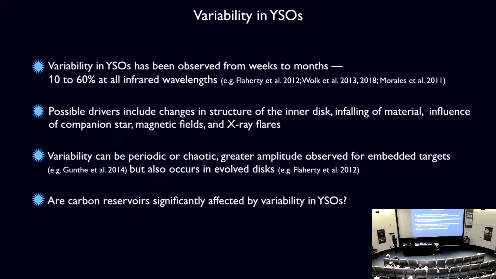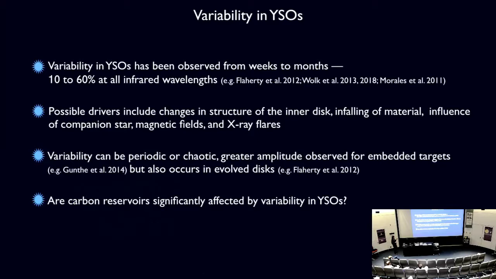Here are some examples, and I'm just going to mention a few. They're not all of the examples, but for example, 10 to 60% variability at all infrared wavelengths in a big YSO survey done by some of these studies. Possible drivers, and I'll go through some specifics in a second, of what drives some of this variability? Well, you could get structural changes in the disk over short periods of time, infalling of material, influence of a companion star, photoevaporation on some of the disks, magnetic field changes, and X-ray flares, which are just a few of the very short-term phenomena that could affect the disks. These can be periodic or chaotic, which is kind of interesting.